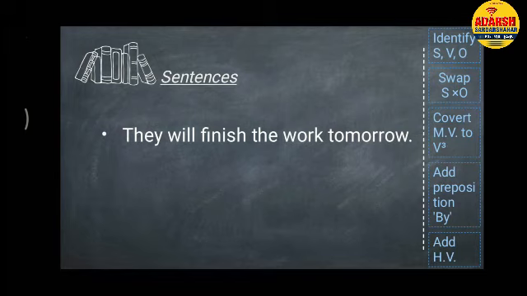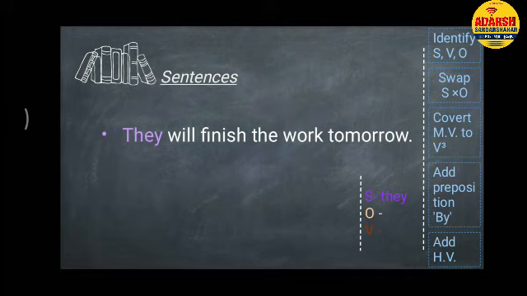Now here let us identify the subject, object and verb. As I told you, the subject is the doer. Here our doer is they. So they is a subject. Our subject is a pronoun. Make sure the subject is a pronoun.